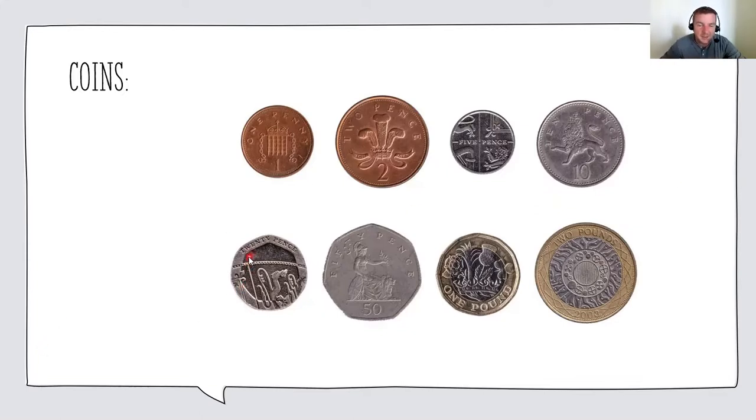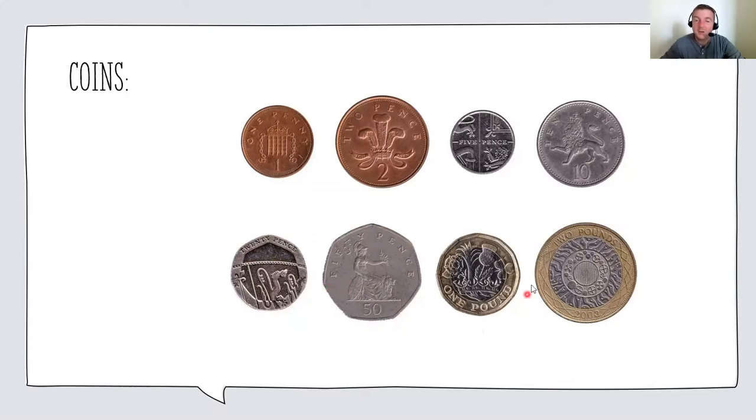20 pence, here we go. Now it's written very small, but how do we know? We know from the number of sides. So a 20 pence piece has 1, 2, 3, 4, 5, 6, 7 sides, and is smaller than the 50 pence that we have here, which has 1, 2, 3, 4, 5, 6, 7 sides also.